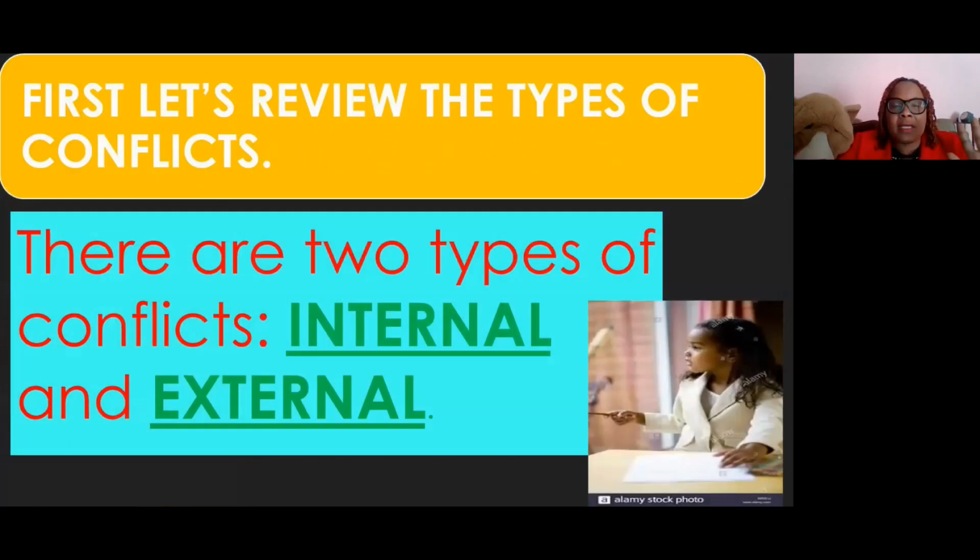First, before we go into it, let's review the different types of conflicts. There are 5 words I taught you. The first 2 were internal and external. An internal conflict is a conflict that happens inside of the character. Think of the puppy that was hungry. Then external conflicts are problems that happen outside of the character.